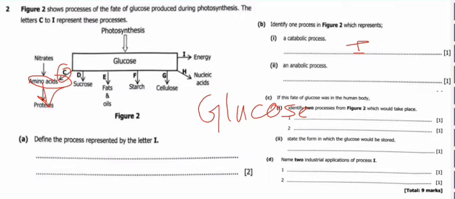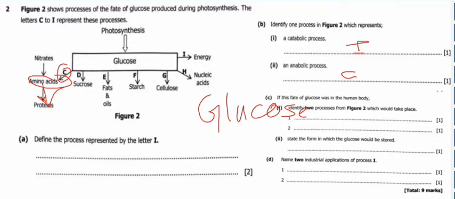Proteins. So we have C. Then let's come to Question C. If this fate of glucose was in the human body, Roman numeral 1, identify two processes from figure 2 which would take place.